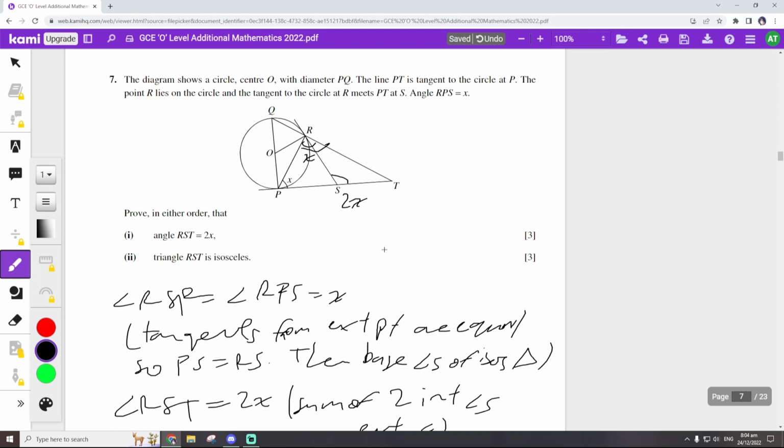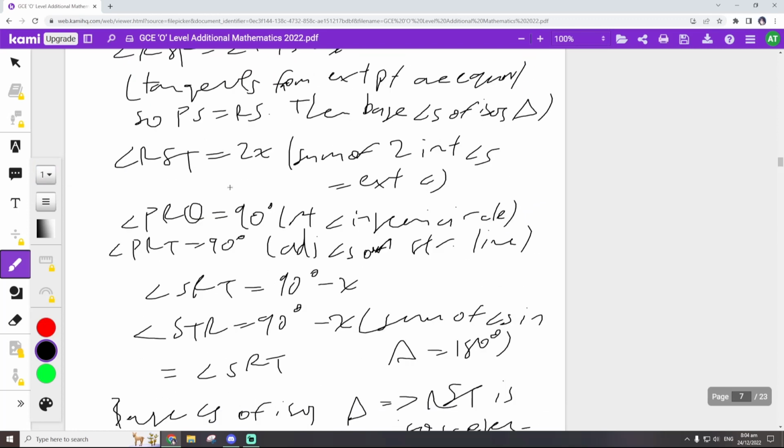And I think there's actually an interesting thing here. S is the midpoint of PT as well. They did not ask you to prove it, but actually S is the midpoint of PT. And I will let you guys in the comments let me know why that would be the case. Okay, just a little bit of a bonus question.